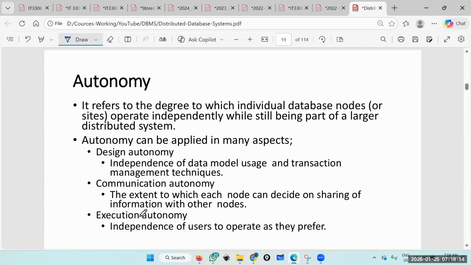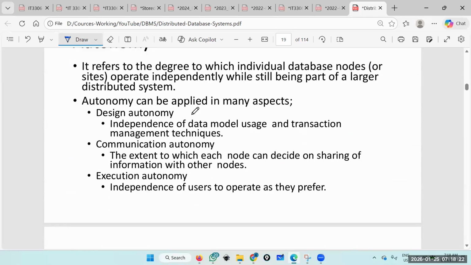Right. So the next one is autonomy. Autonomy means independence or freedom. So we can identify different levels of it.